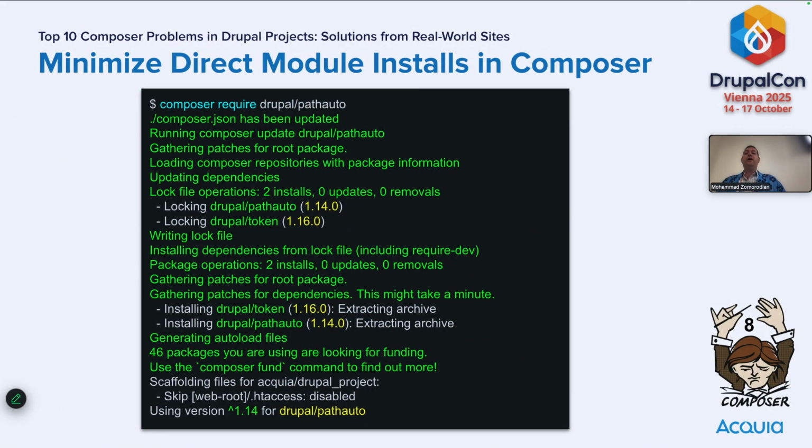Minimize direct module installation in Composer. On the screen you can see composer require drupal/pathauto. It's one of the famous modules in Drupal. And when you're running this Composer command to install Pathauto, you can see in the output it's installing the Pathauto and Token modules.